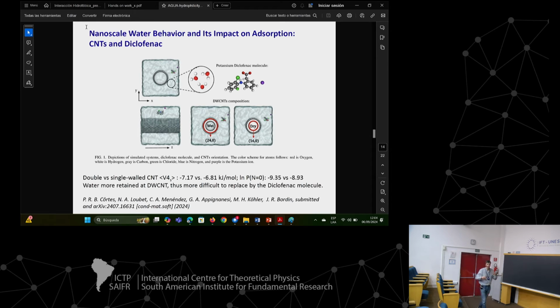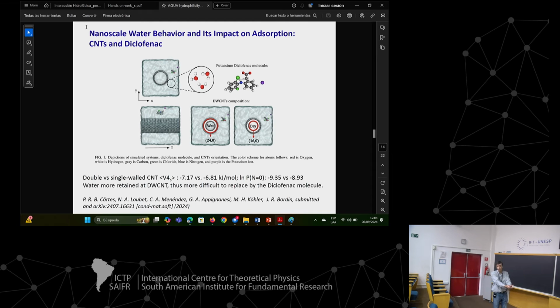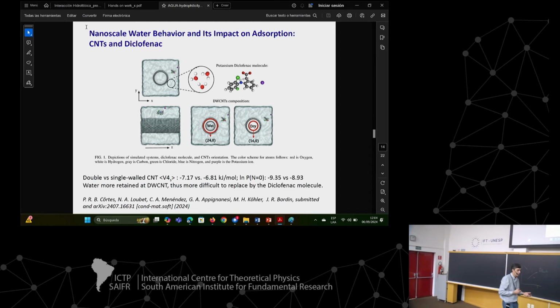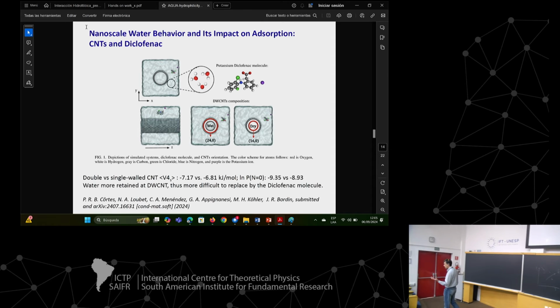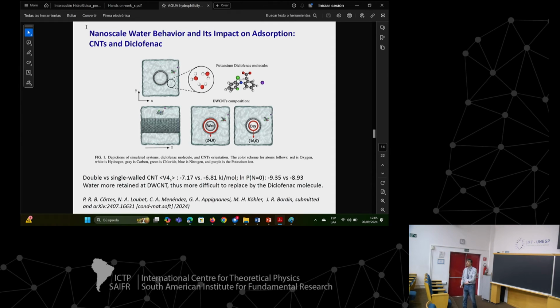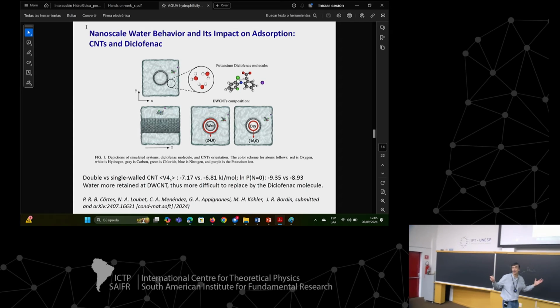They had a barrier for binding that was larger than in the case of the one-walled carbon nanotube, and they expected this to be related to how easy it was to remove water from such a site in order to bind. And it's very interesting that when they saw the movies, the diclofenac molecule, which is large, is dancing over the carbon nanotube. I say, oh God, it's a Brazilian diclofenac.